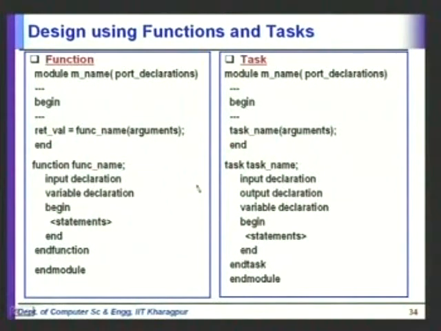There are two types of things that we could use in the behavioral Verilog. One is functions and the other is tasks. The function has a return value, just like our classical definition of functions, and it has a set of arguments. Okay. A task also has a set of arguments, but it doesn't have a return value. Besides this, they are roughly the same thing.